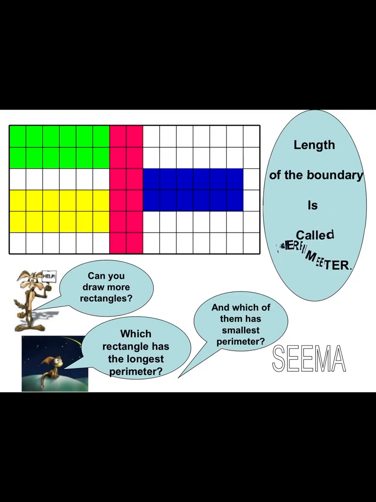Now see which rectangle has the longest perimeter and which of them has the smallest perimeter. Do you know, Mr. Bush? The length of the boundary is actually called the perimeter.